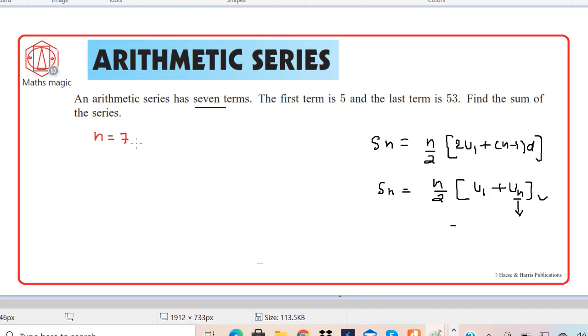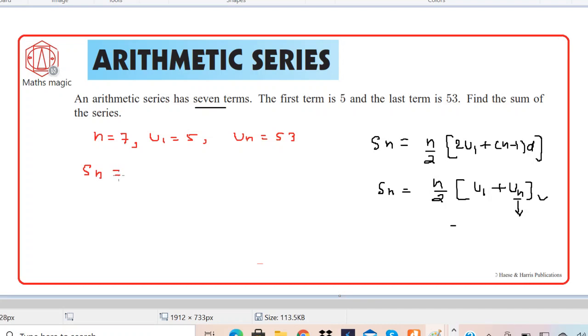And then it says the first term is 5, so u1 over here is 5. And the last term is 53, so un is 53. And we have to find the sum of this series. So you can see over here we have the first term, last term, and the number of terms. So I think you will prefer to use the second formula because everything over here is known. So let's use the second formula over here.